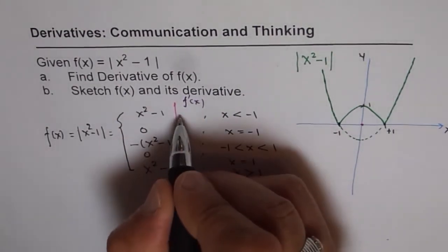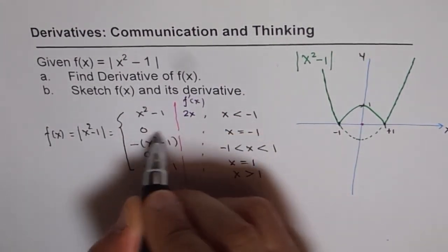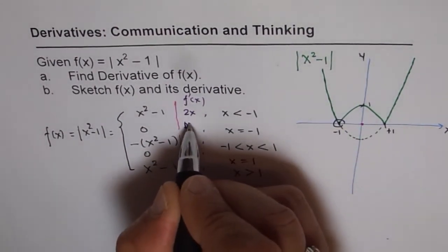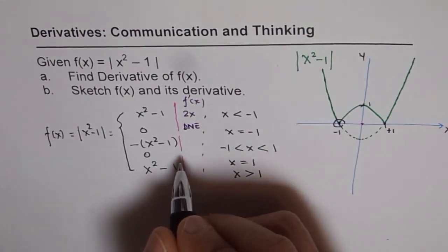Derivative of this is 2x, correct? Derivative of 0 here, and this is a corner. Do you see that? So we'll write does not exist. On a corner, derivative does not exist.